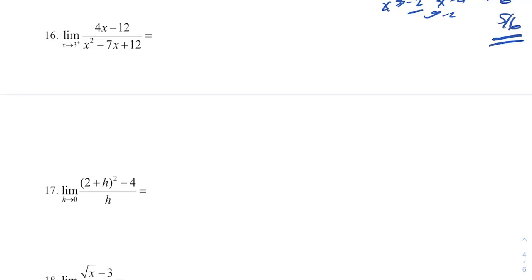So same idea. Limit as x approaches 3. First thing you want to do is sub it in, see if it works. I get 12 minus 12 over 9 minus 21 plus 12. So I get 0 over 0 again. So it doesn't work. So it is with the little plus sign.